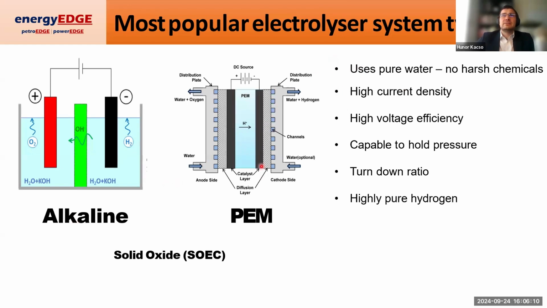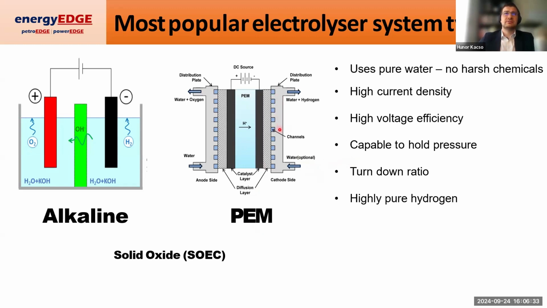And we have an ability to run PEM at a very high current density, which reduces the footprint. We're also able to achieve higher voltage efficiency with PEM electrolyzers, which means that we put in a lower amount of electricity and we get more hydrogen compared to how much electricity we put in there. And it's also capable to hold pressure.